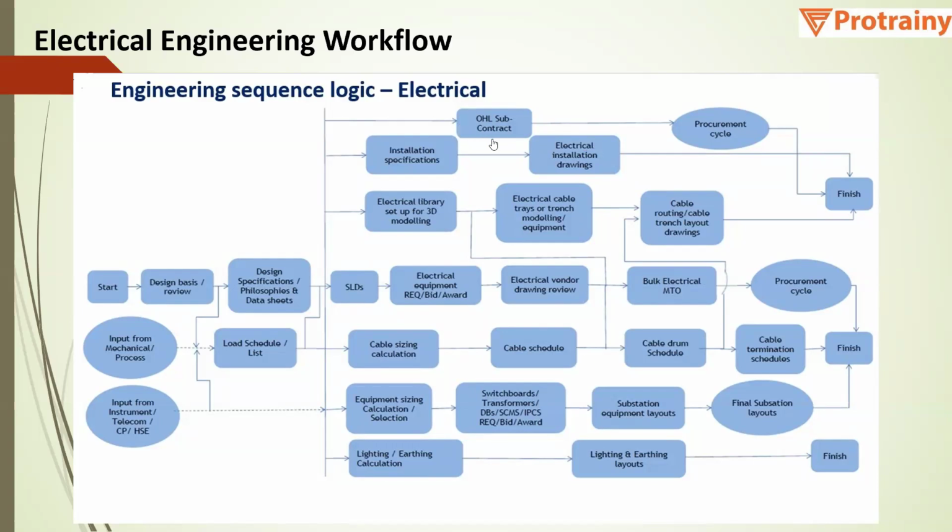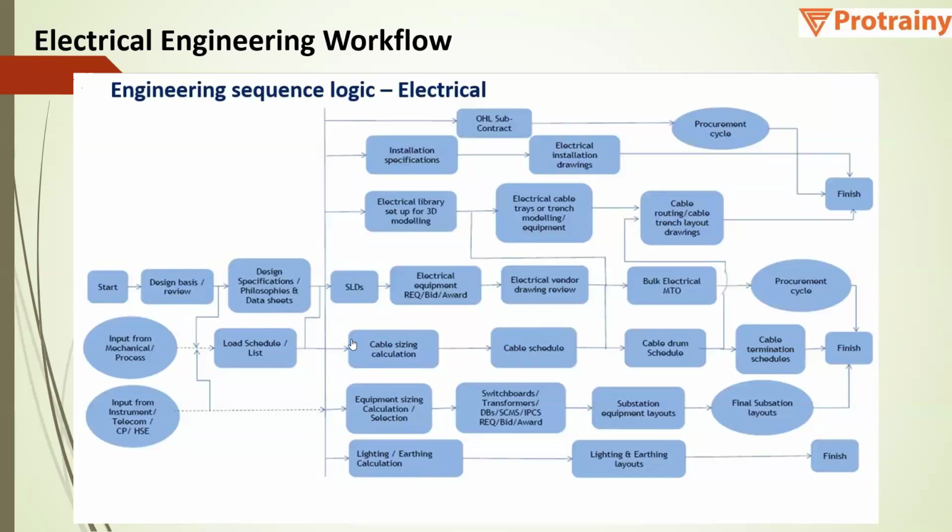Then we have the overhead line subcontractor. They will be responsible for erecting the overhead electrical line, and that will be a supply and apply contract. Then we have electrical equipment ordering. Based on the ordering, the electrical vendor data will come, which will be reviewed. After that, we have bulk MTO. Here we also have electrical cable trench equipment modeling, and then cable routing and cable trench layout drawing.